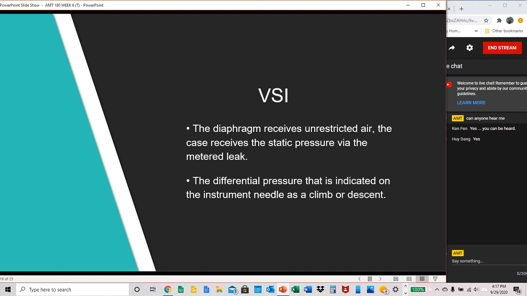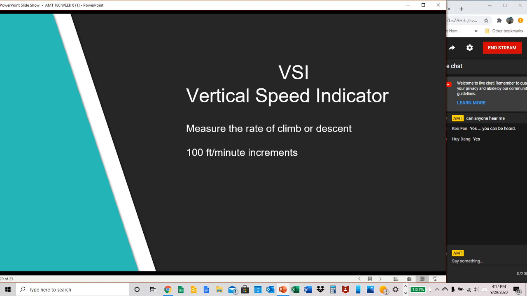The diaphragm in our VSI receives unrestricted air. The case receives static pressure via the metered leak. The differential pressure is indicated on the instrument needle as a climb or descent. Okay, so that's our VSI. Again, it measures the rate of climb or descent, in 100 foot per minute increments.